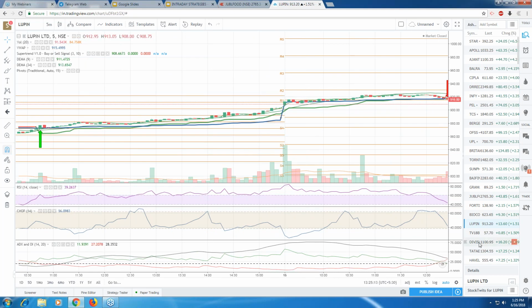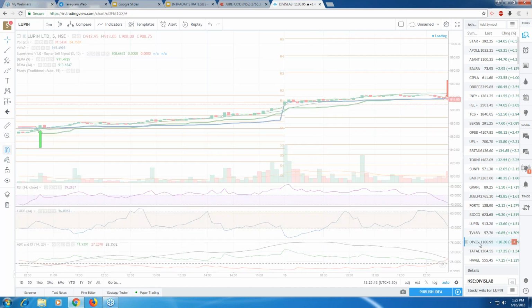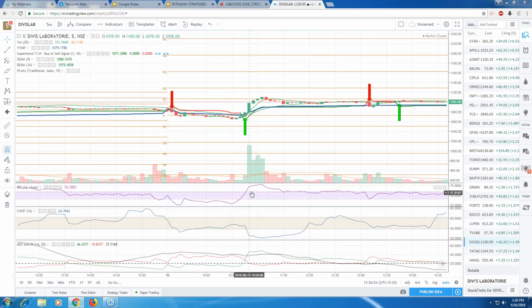Let's look into Divis Laboratory. Where was our entry? I'm taking the 5 minutes time frame again. The moment RSI went up, choppiness came down, ADX went up, and the black trend line of ADX is in the middle, this was a beautiful entry after the first candle broke its high. It started from 1078 and went up to 1111. So about 22 plus 11, 33 points the stock has given.